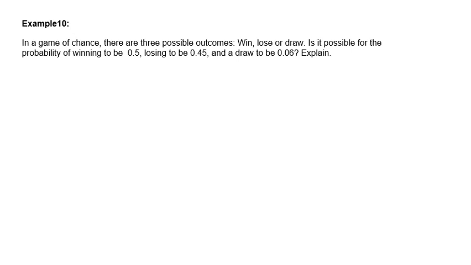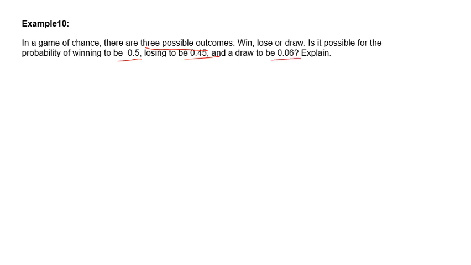Example number 10. Pause the video, read the problem. Here I go. All right, so we have a game of chance. There are 3 possible outcomes. You can win, you can lose, or you can draw. Is it possible for the probability of winning to be 0.5, losing 0.45, coming to a draw 0.06?